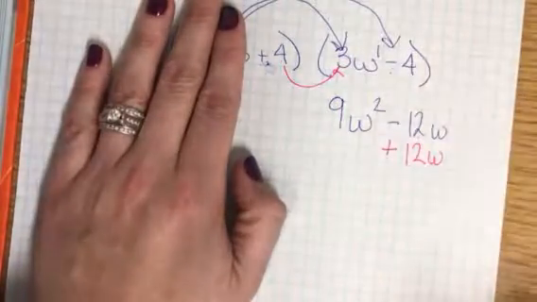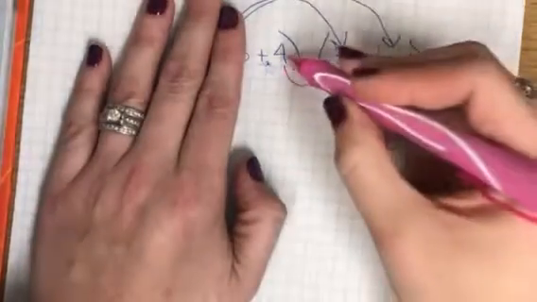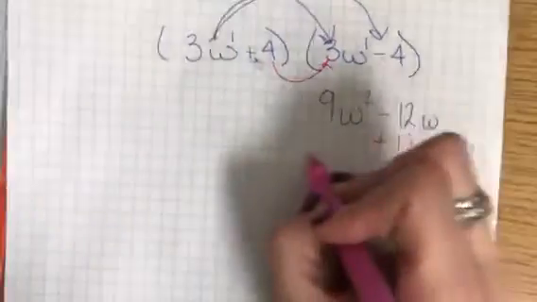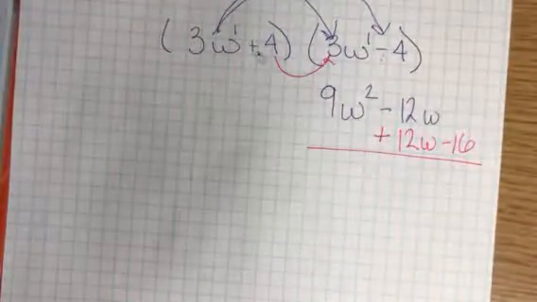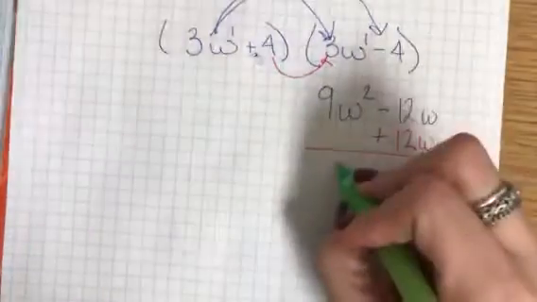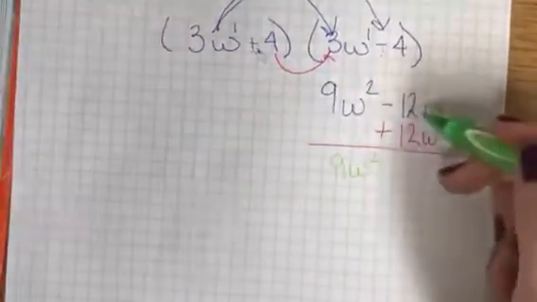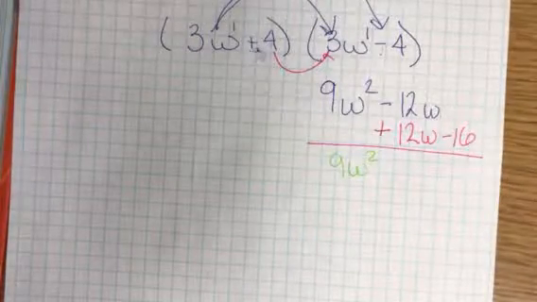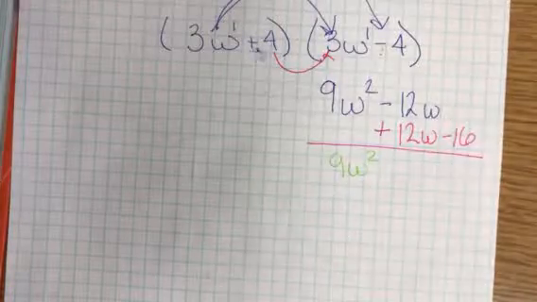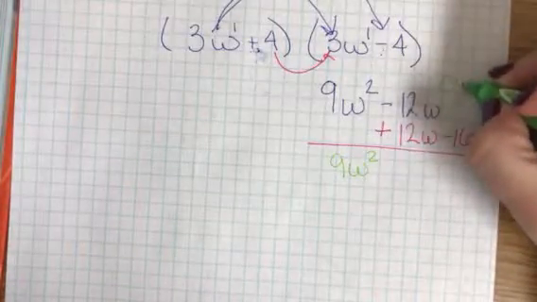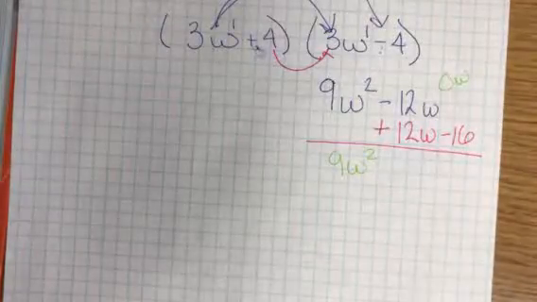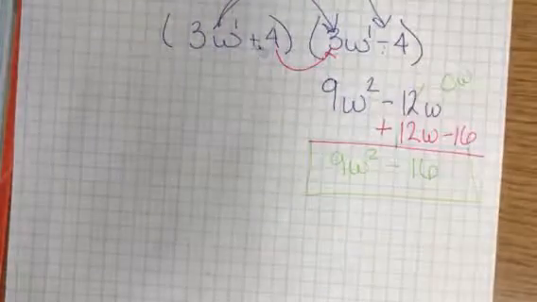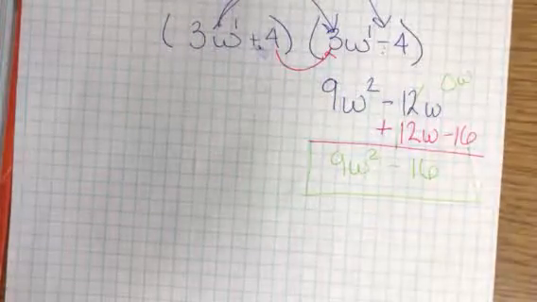Again, these are like terms. And a 4 times a negative 4, which will give us a negative 16. Now when we go to combine like terms, our 9w squared comes straight down. But a negative 12w and a positive 12w just cancel out. The same way that we said with adding and subtracting polynomials, these just become a 0w, and we don't write that down. There's nothing there, so those just cancel each other out. And so our final answer will just be 9w squared minus 16.